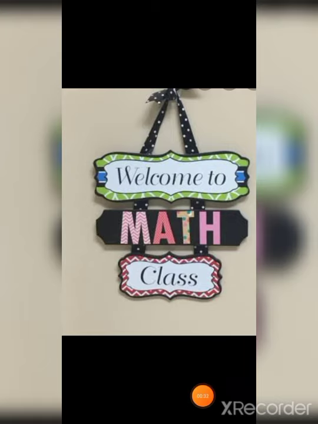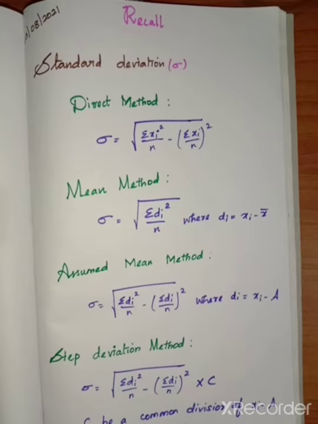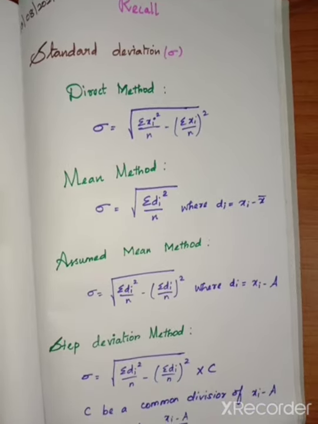Let's start the session. First of all, I recall the topic, that is standard deviation. In standard deviation, there are two forms, that is grouped data and ungrouped data. For ungrouped data, there are four methods, that is direct method, mean method, assumed mean method and step deviation method. For grouped data, there are three methods, that is mean method, assumed mean method, step deviation method.